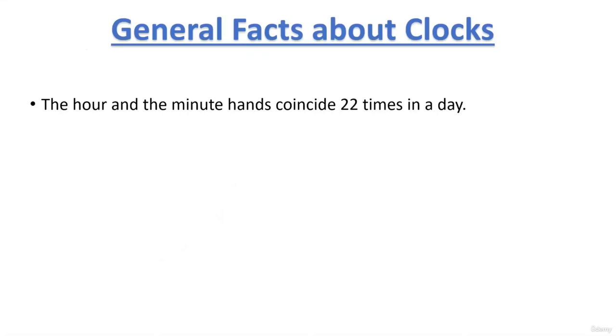The first fact is the hour and the minute hands coincide 22 times in a day. Let's work it out. I'll try to explain how exactly we work this out. So we'll just try to understand how this happens. The hour and the minute hands coincide 22 times in a day.